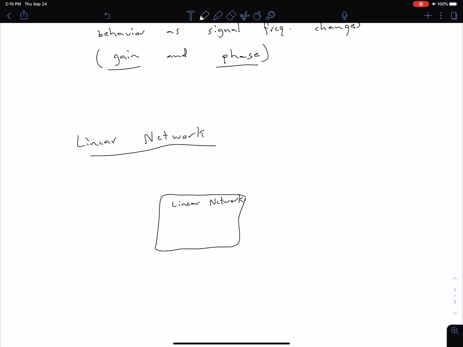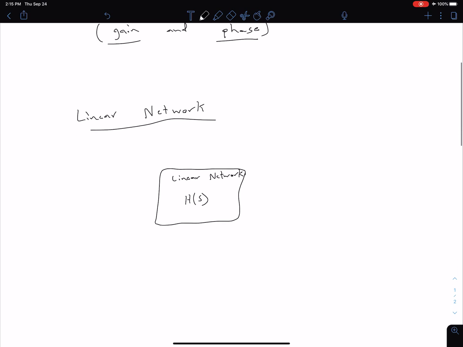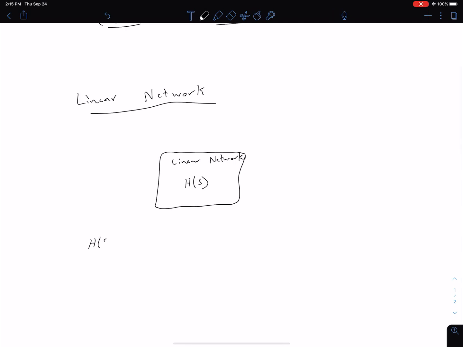And so a linear network can be characterized by something called a transfer function, which is H of s. So H of s is defined as our transfer function. And so that is going to completely define the system. And so again, we'll come back and we'll talk about transfer functions a lot in control systems. So if we have some input into this linear network, so let's say we have some input capital X of s.